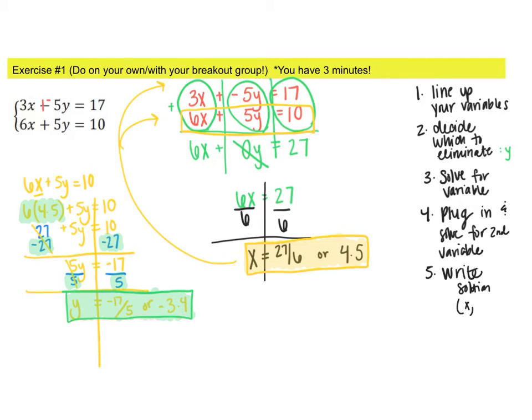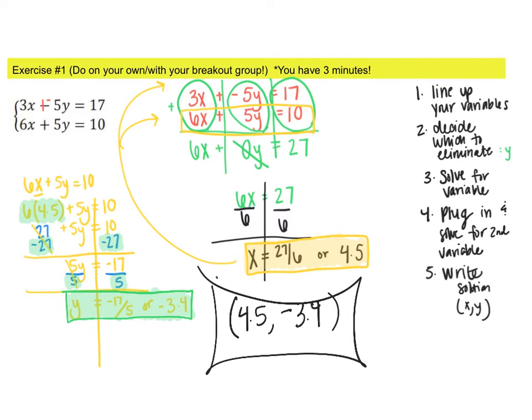Okay? So the last step is to write your solution as an ordered pair. And so we want our x to go first. In this case, it's 4.5. And our y to go second. In this case, it's negative 3.4. So this is my solution. Make sure you have it down. And we will continue on to a new example next.